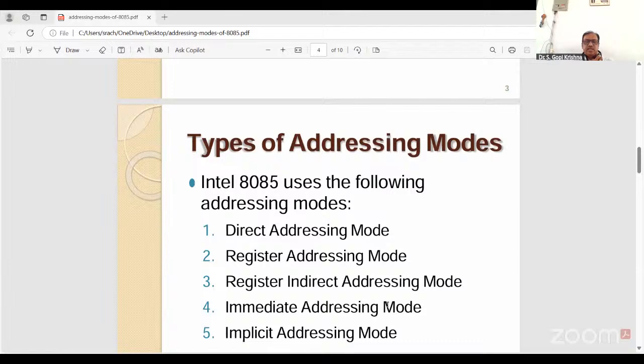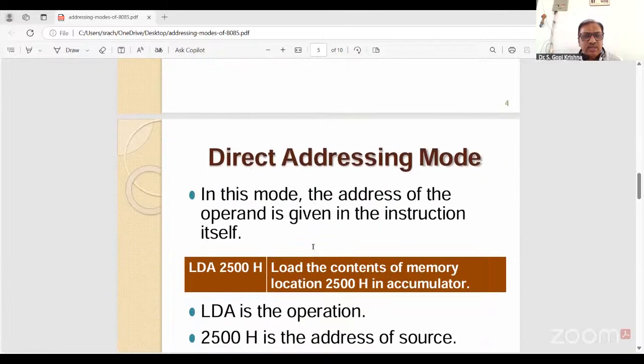Basically, the total instruction set is around 106 or so. All those instructions are divided into 5 different addressing modes, so any instruction comes under one of these addressing modes. The first one is the direct addressing mode, and with examples we'll discuss in detail. Then register addressing mode, register indirect addressing mode, immediate addressing mode, and implicit addressing mode. These are the 5 addressing modes of 8085, which are very important.